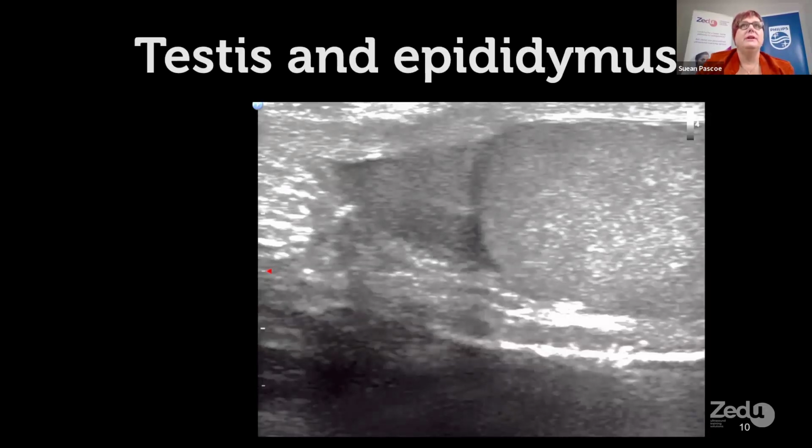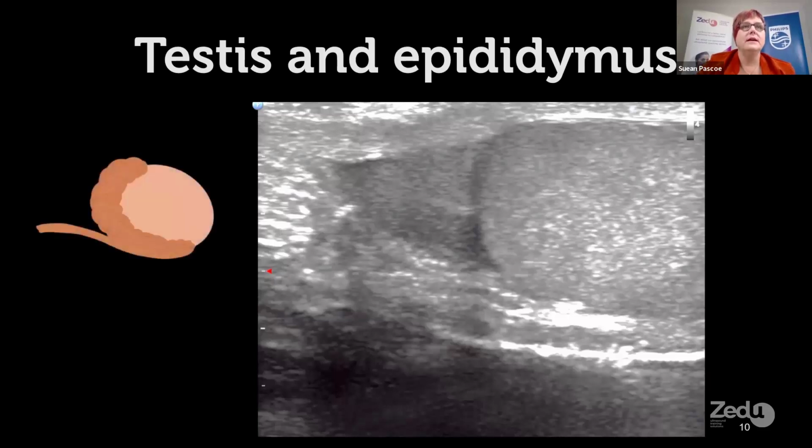Here we can see the epididymis, and its positioning at the north pole of the testis there. And if you think of the way that we're presenting the images in the long with the head left of screen, you can see that that epididymis sits on the North Pole.